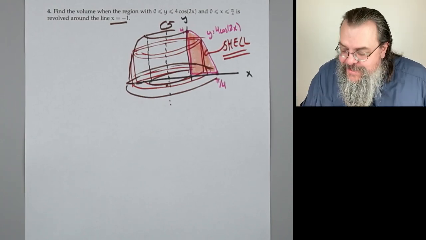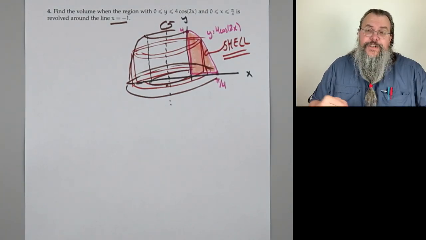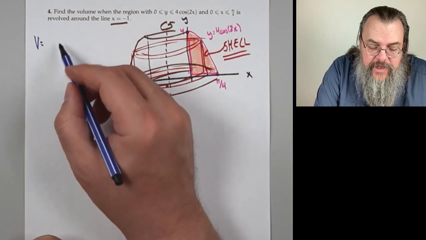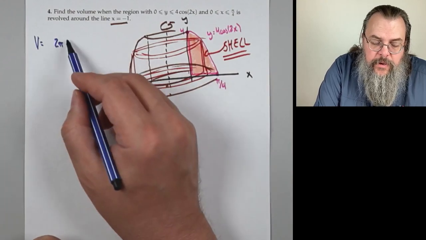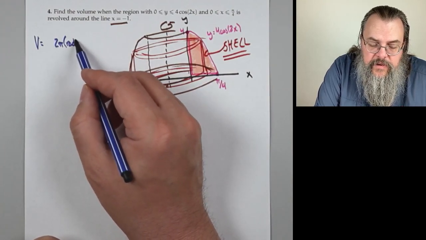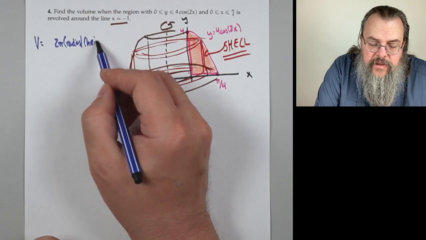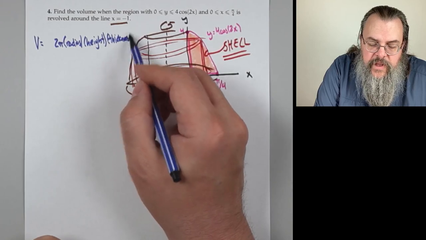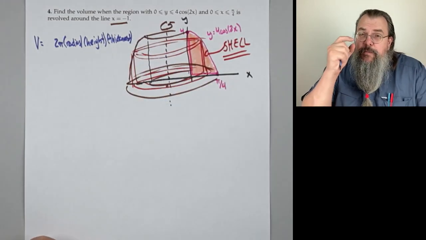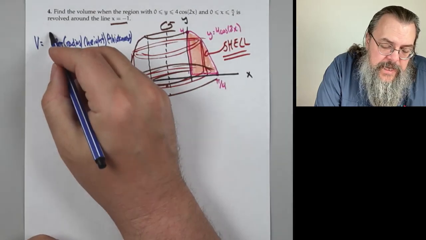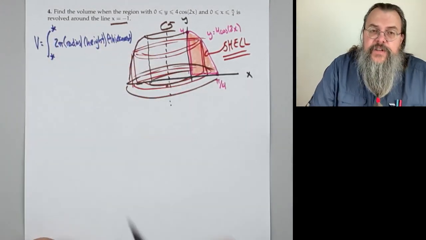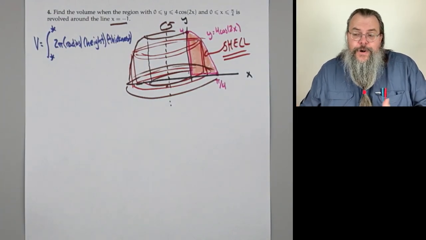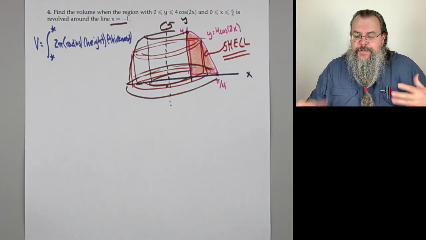All right, good. How does shell method work? Well, there are some basic pieces. The volume is found by taking 2 pi, times a radius, a height, and a thickness. That's the volume of one shell. And then we add them all together, because integration is adding things up. So that's our formula. We now just have to think, okay, what are the pieces?